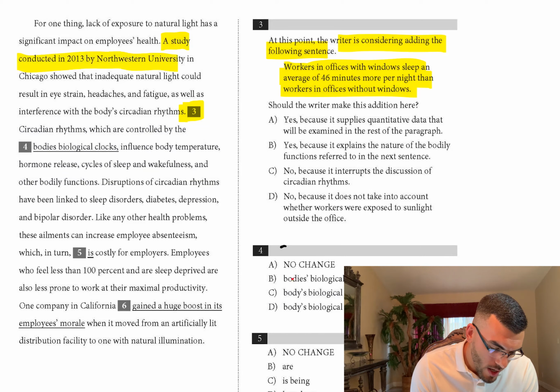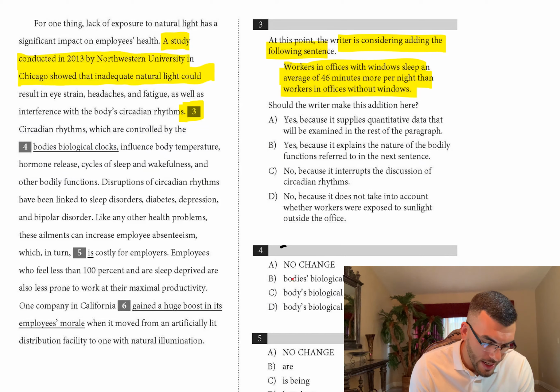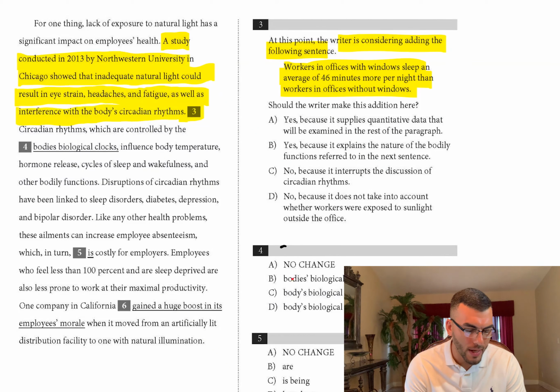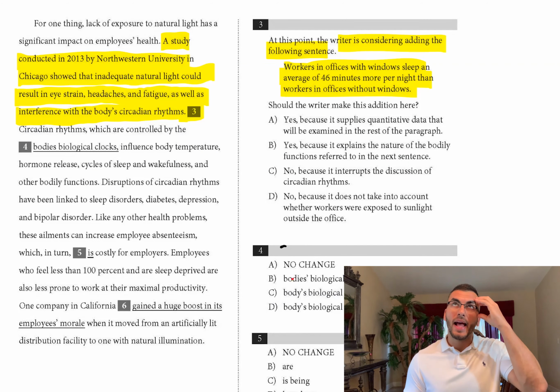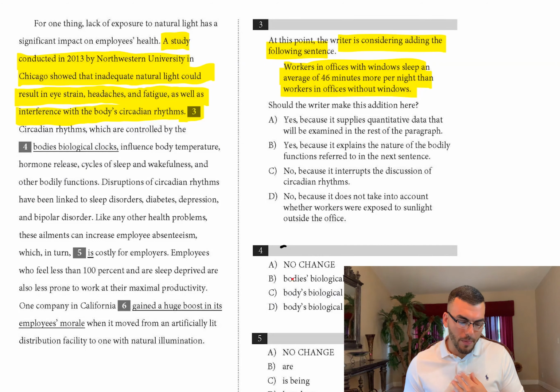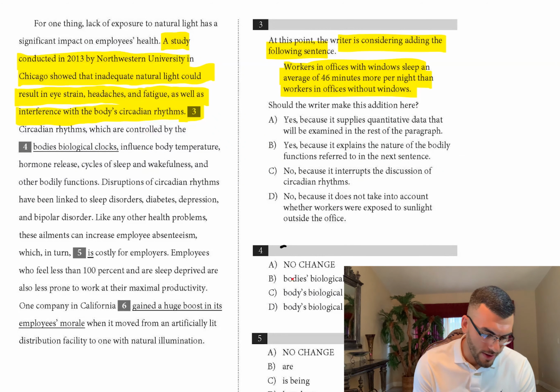So a study in Chicago showed that inadequate natural light could result in eye strain, headaches, fatigue, as well as interference with the body's circadian rhythms. Okay, so not having a lot of natural light has these negative effects. It interferes with the body's circadian rhythm. Let's see what the next sentence talks about.